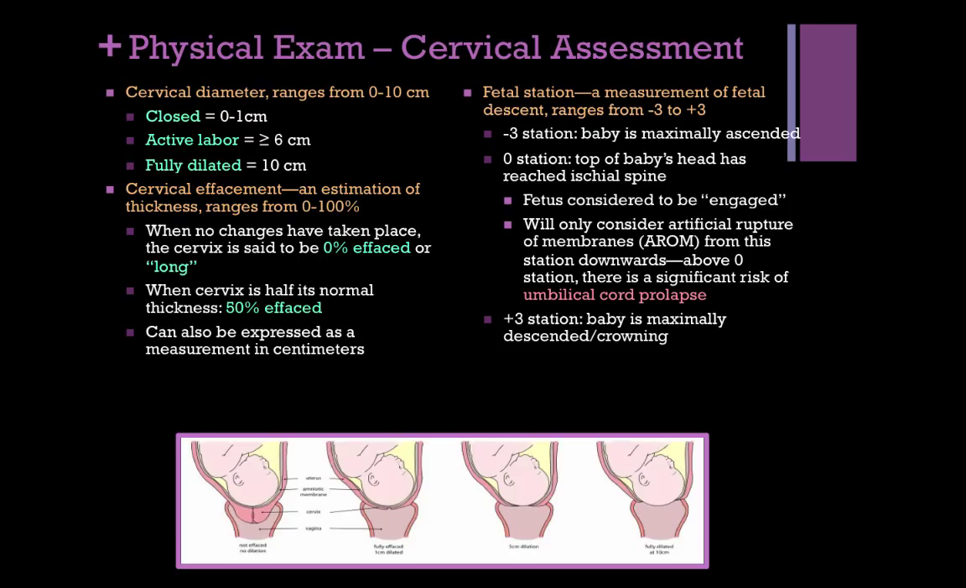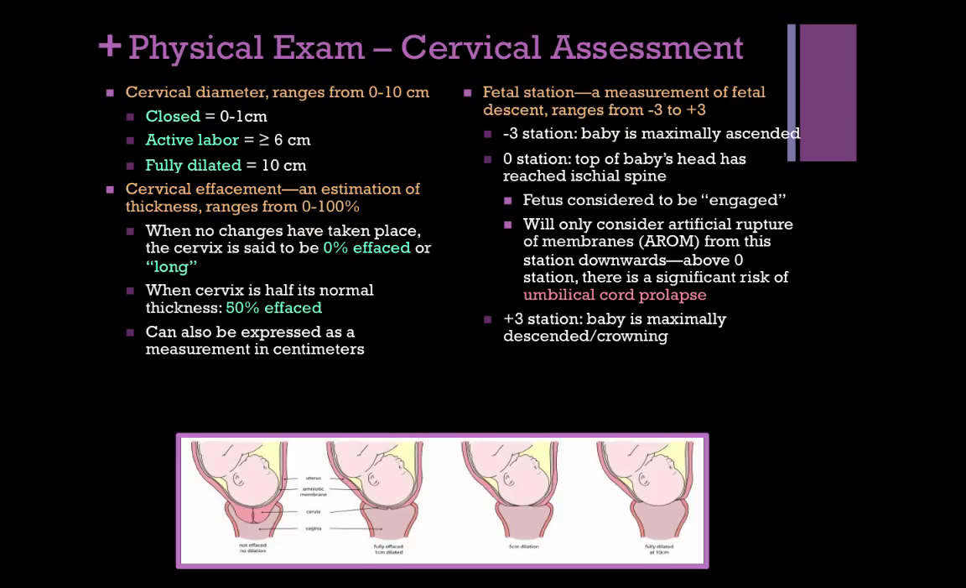This means that if the bag of water has not been broken, you can artificially rupture membranes, AROM, from this station and beyond. If you do it before 0 station, then there's a risk that the baby is so high up that the umbilical cord can slide underneath the baby's head into the cervix, into the vagina, and cause umbilical cord prolapse, which is really bad. So we wait till 0 station when there's less room and ability for the cord to slide under, and then you can AROM the patient.